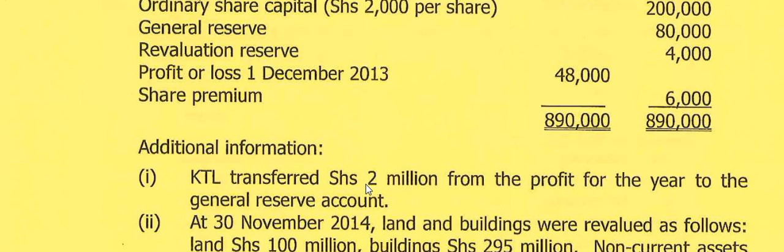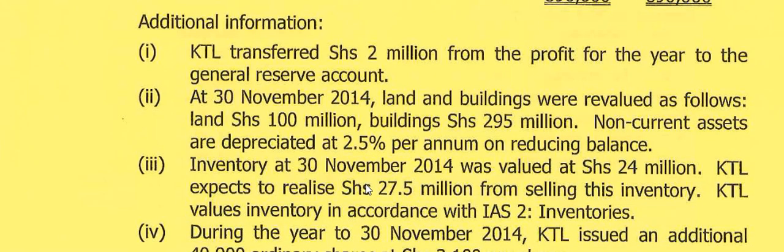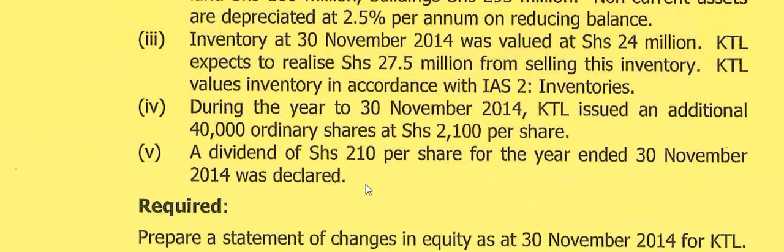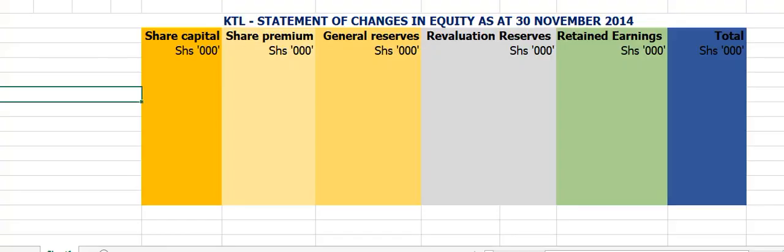We have some additional information, as you can see, but I think I'll come to the additional information. What are we required to do? Prepare a statement of changes in equity as at 30th November 2014 for KTL. That is my statement of changes in equity for KTL as at 30th November 2014. That is already the draft which we have. So you have to come up with that.